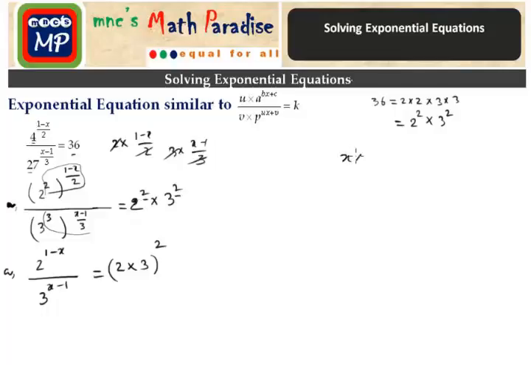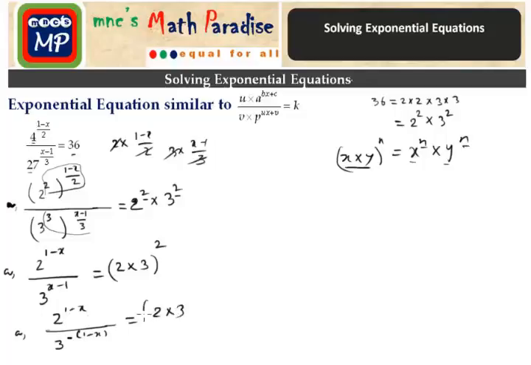The formula is x to the power n times y to the power n can be written as (x times y) to the power n. That means if the power is the same on two different bases and they are multiplied, then we can multiply the bases and give them the common power. So here 2 to the power 2 times 3 to the power 2 can be written as (2 times 3) to the power 2. Now here 2 to the power (1 minus x), and here 3 to the power (x minus 1). We make these two powers the same by taking a minus common, so 3 to the power (x minus 1) becomes 1 over 3 to the power (1 minus x).